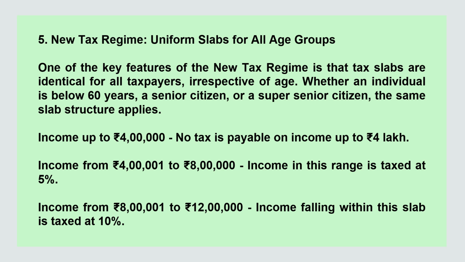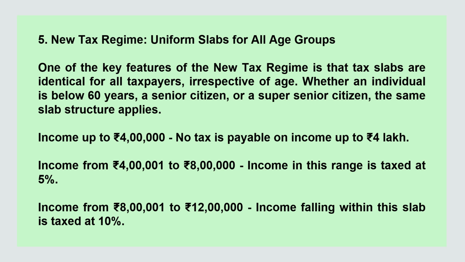New tax regime: uniform slabs for all age groups. One of the key features of the new tax regime is that tax slabs are identical for all taxpayers irrespective of age. Whether an individual is below 60 years, a senior citizen, or a super senior citizen, the same slab structure applies. Income up to rupees 4 lakh: no tax is payable on income up to rupees 4 lakh.